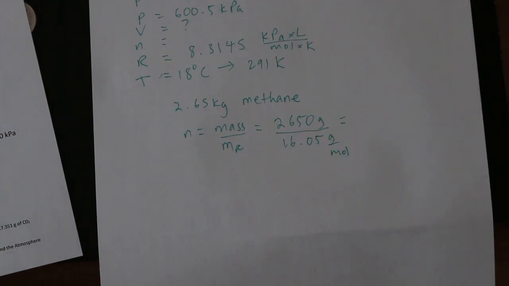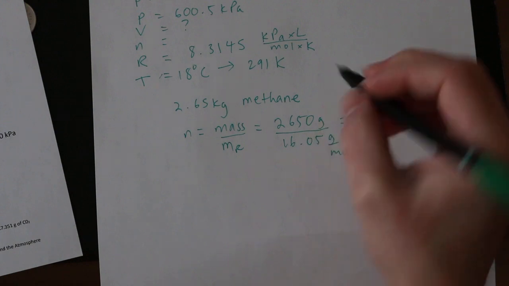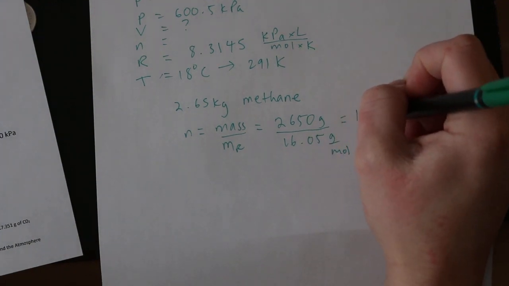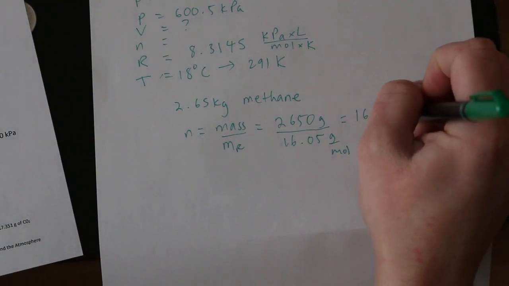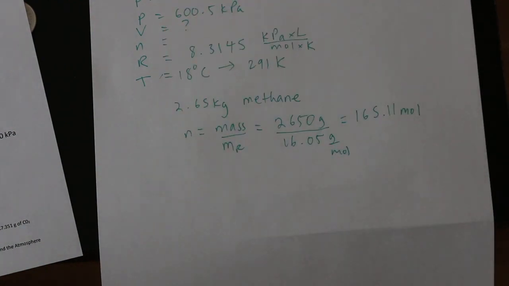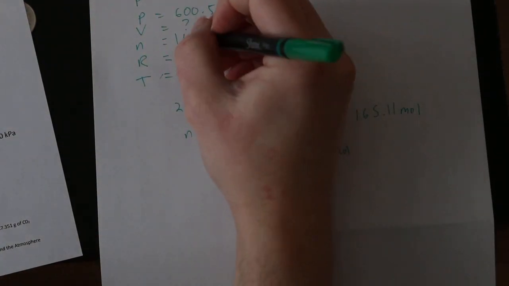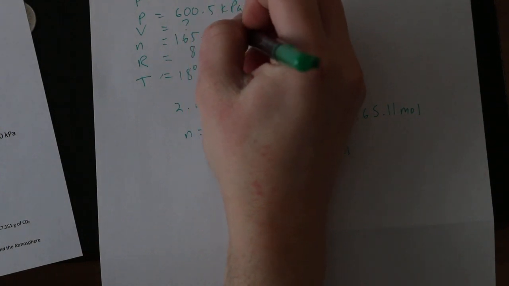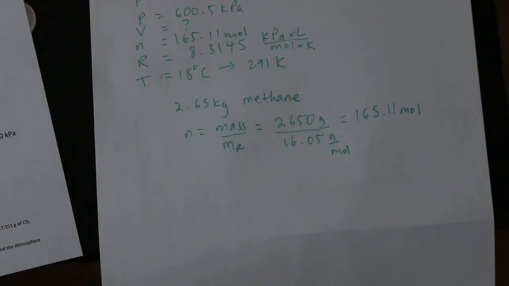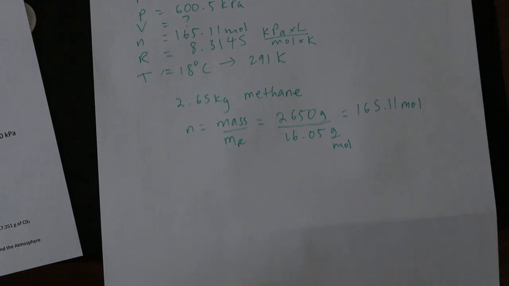Okay, so once we divide 2650 divided by 16.05, that's going to give us 165.11 moles. Okay, so now we can fill in what n is. It's 165.11 moles. Okay, so again we're trying to find volume.